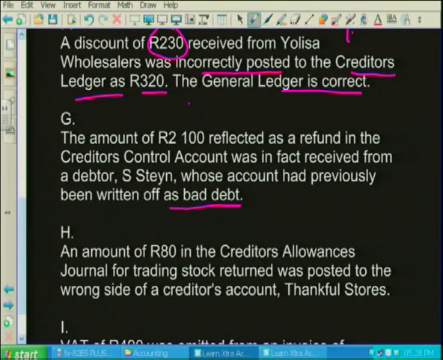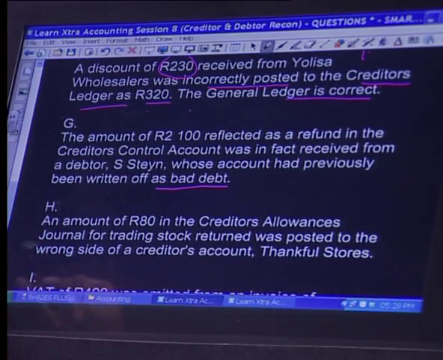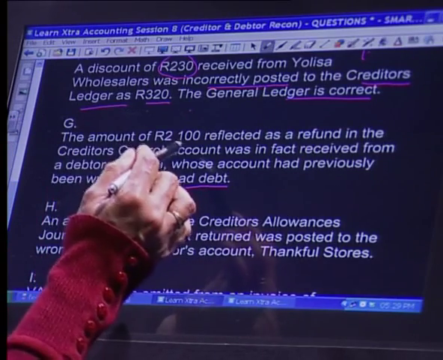Right, guys, we've got a debtor, S. Stein, who decided to pay us 2,100 Rand, and instead of making an entry in terms of bad debts recovered, because remember, this was obviously a debtor whose account was previously written off, we've now made a posting error. So we've posted it to creditors control by mistake. So again, guys, let's look at exactly what happened, and let's look at how we're going to fix this error.